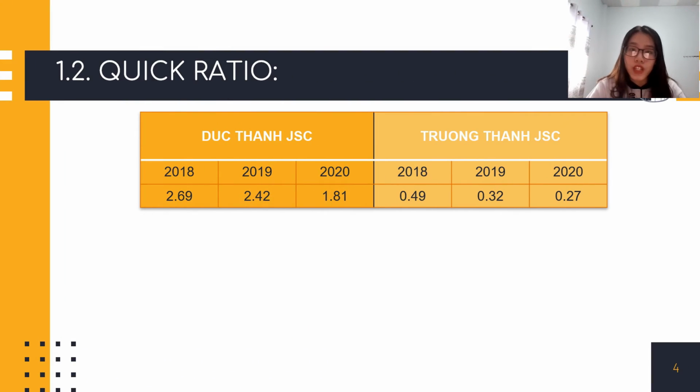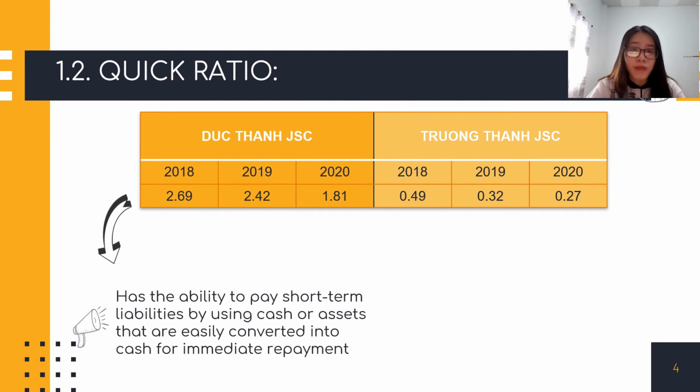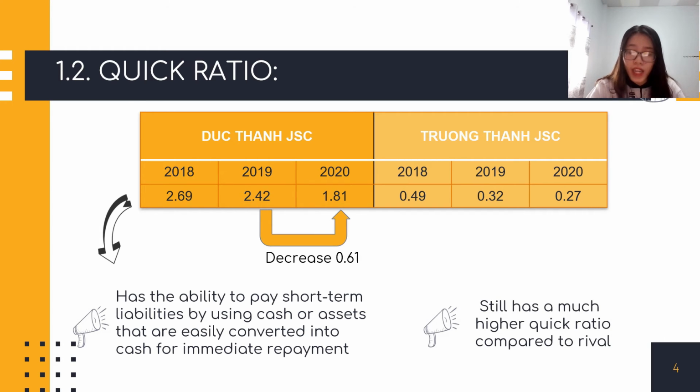Coming to the quick ratio, we can see that the quick ratio is greater than 1 too, indicating the ability to pay short-term liabilities by using cash or assets that are easily converted into cash for immediate repayment. However, the company's quick ratio tends to decrease over the years, but compared to the rival company, Đức Thành Group still has a much higher quick ratio.